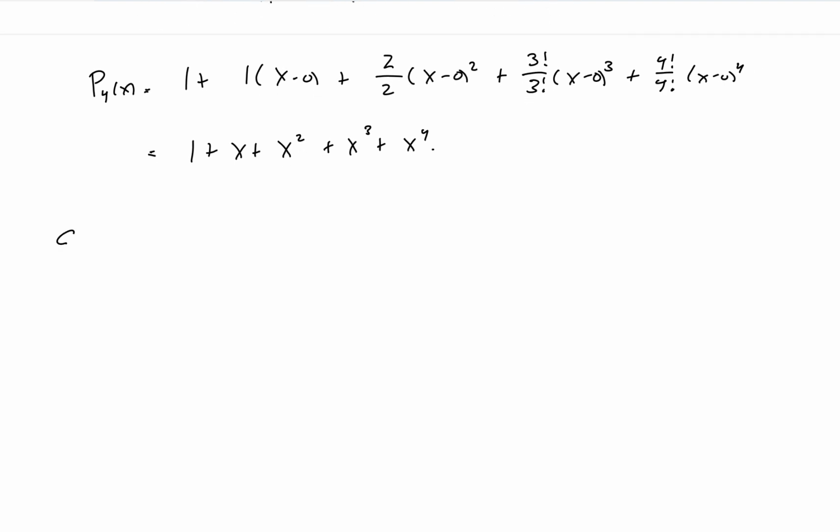Okay, let's try another example where we actually apply Taylor polynomials. So let's consider two functions here.